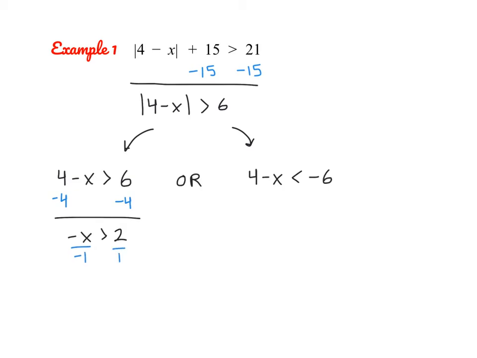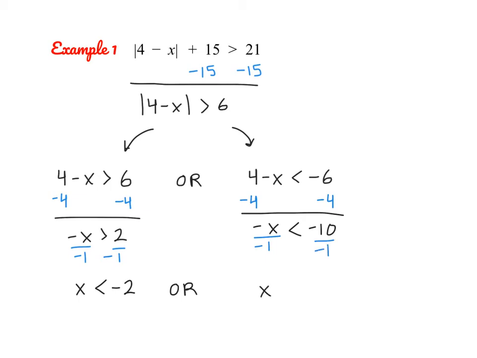Remember, when you're working with an inequality and you multiply or divide by a negative, as we are here, you do need to flip the inequality symbol. So we end up with x is less than -2, or, now let's finish solving the other side. So subtract 4. So negative x is less than negative 10. Again, here we're dividing by a negative, so we need to flip the inequality symbol, and we get this as our answer.